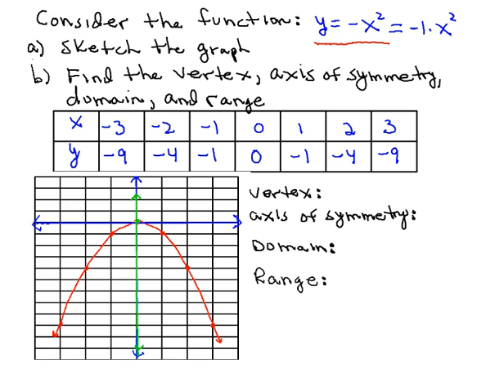Now what effect did it have on the graph of y equals x squared when we multiplied the x squared by negative 1? Well, you can see, I think, that what it did is to reflect or flip the graph of y equals x squared about the x-axis.